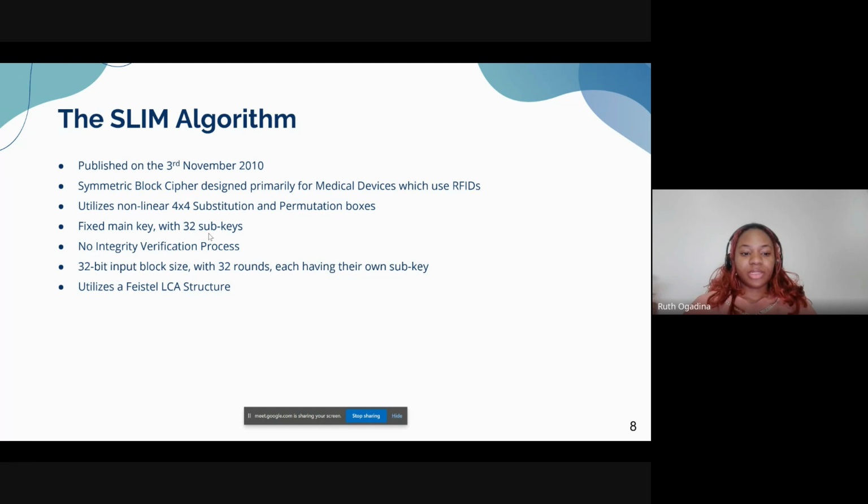But it doesn't have any integrity verification process, such that certain devices that make use of this particular algorithm do not have any way of knowing that the encrypted information that they have received is the same information that was obtained after the encryption process. And it makes use of a physical structure, which means that it uses different keys for different rounds throughout the encryption process.